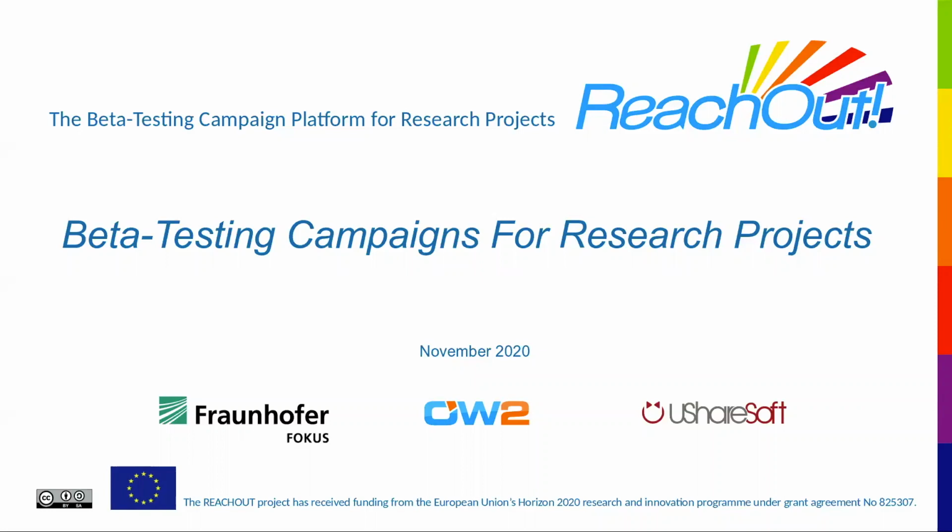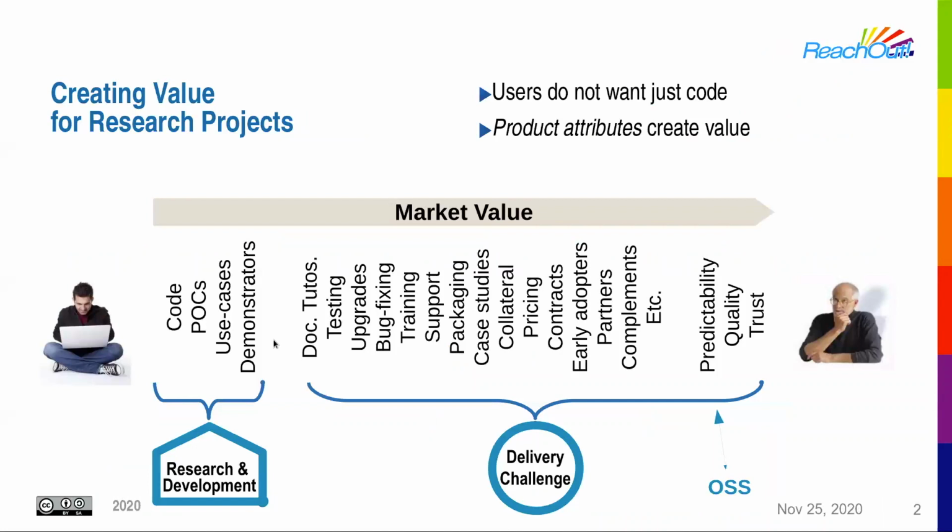So ReachOut is a support action funded by the European Commission. And the goal of ReachOut is to help European projects in the area of software engineering develop market value and reach out to their end users by developing their own beta testing campaigns. So creating value for a research project means more than simply producing the project deliverables. There are many more attributes which create value for the project results.